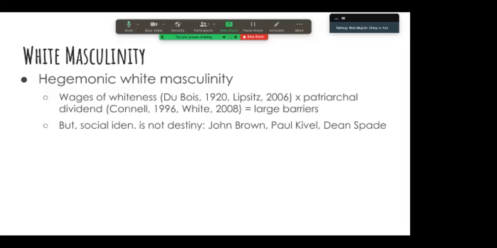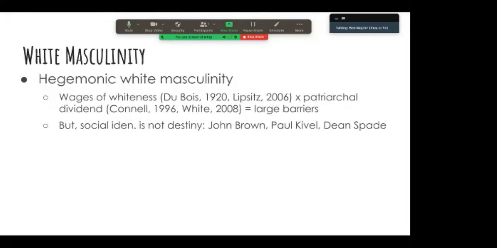But social identity is not destiny. There are some great examples of white men being allies or accomplices. The historical example of John Brown, Paul Kivel, who's done a lot of writing and organizing around the ways that white people can be a part of racial justice movements, and Dean Spade's activism. And Dean Spade came out with a new book called Mutual Aid. And so there are some counter examples to this.